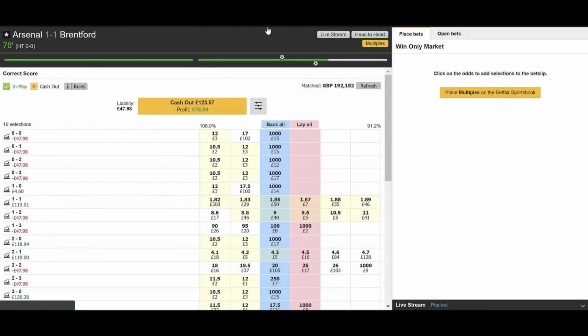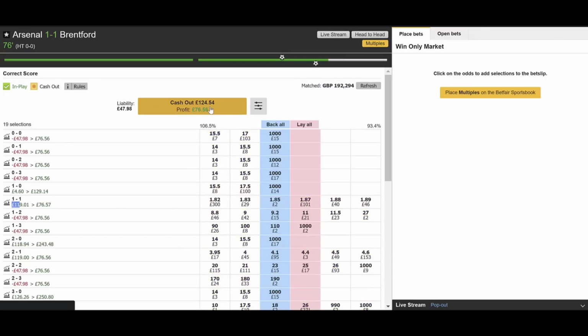It's a Brentford equaliser. So Brentford just equalised, long VAR check, so here we are. And we are obviously now on this target scoreline of the 1-1. Cash Out's offering us 76. Possibility that, you never know, Brentford could go and nick a winner from here.